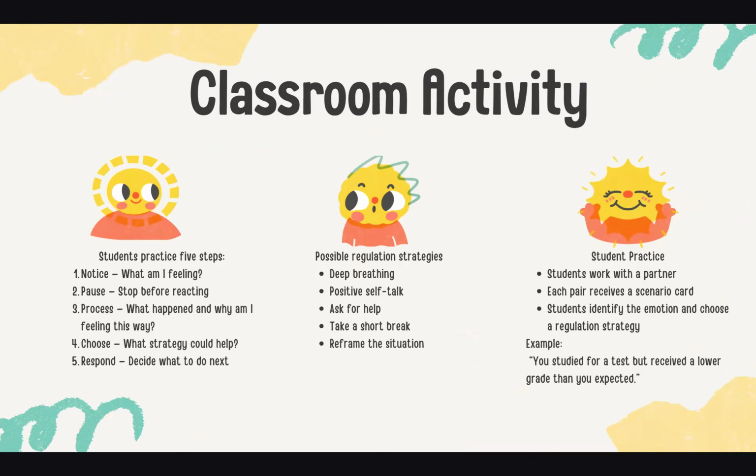After that, they choose a strategy that could help them, like talking to a friend or taking a few slow breaths or using positive self-talk or even asking for help. And finally, once they feel better, they can respond. Now, to practice, students would work with scenario cards. For example, a card might say that they studied really hard for a test but received a lower grade than they expected. Students will identify how they might feel and then walk through the regulation reset to decide how they could handle the situation.